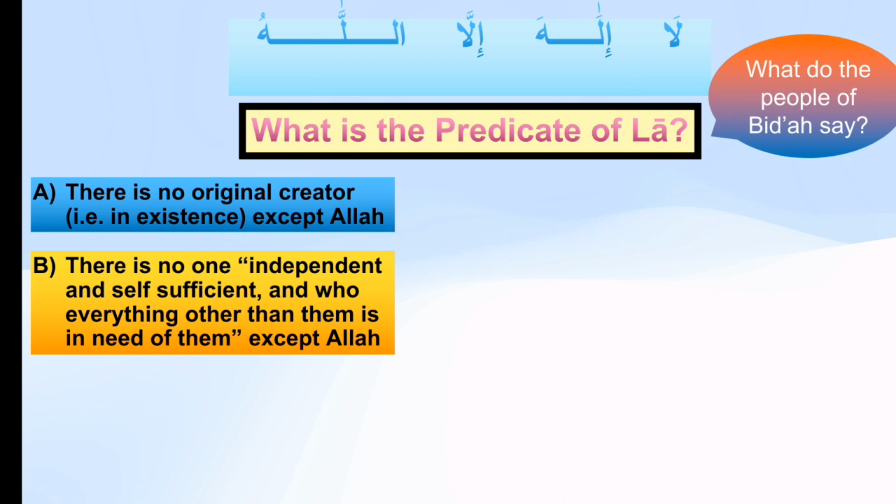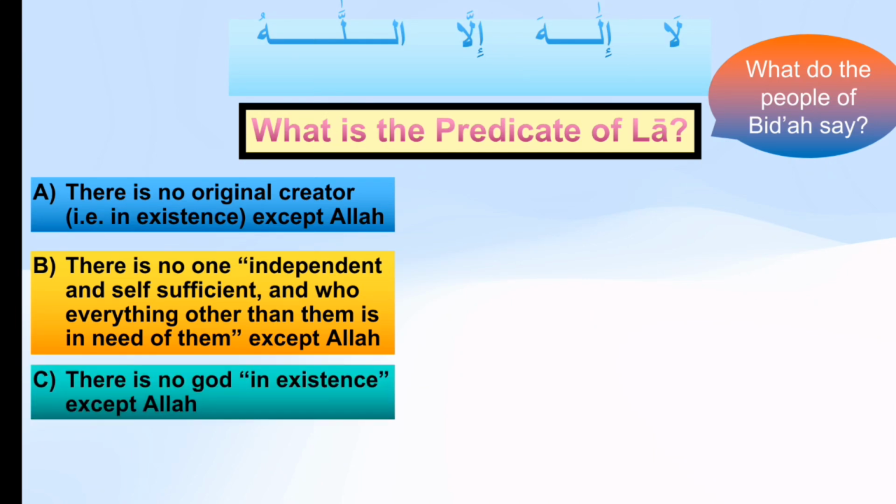And the next group said that the meaning of la ilaha illallah is that there is no one independent and self-sufficient, and whom everything other than them is in need of, except Allah. So they give this meaning, and this is also the meaning of Rabb, who everyone is in need of, the one who provides. So as we said before, ilah does not mean Rabb. It's a different meaning. The third wrong meaning of the people of Bid'ah is that they say it means that there is no God in existence except Allah. So they give the meaning that there's no God. Okay, so there's no one worshipped in existence except Allah.